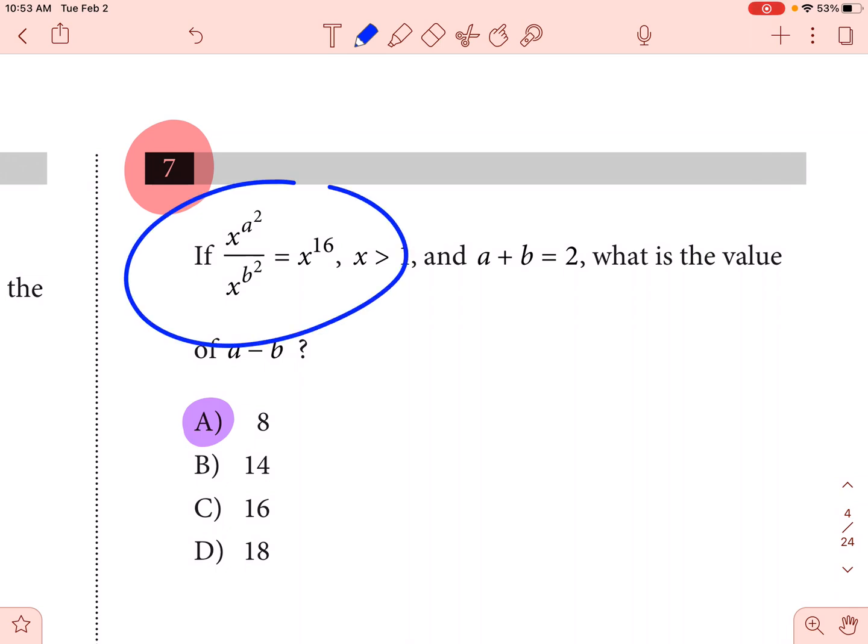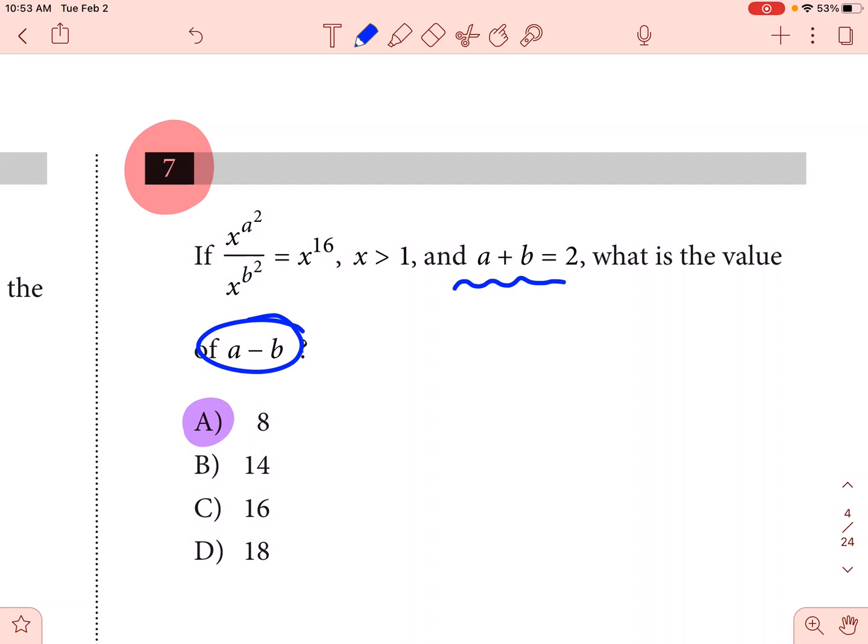Okay, first of all, they give you an equation that looks confusing. They give you some information here. A plus B is 2. What am I going to do with that? And they want me to find the value of A minus B. When in doubt, just start doing some math.